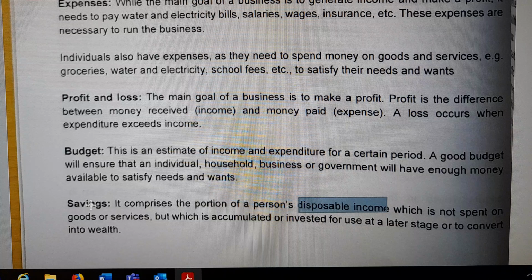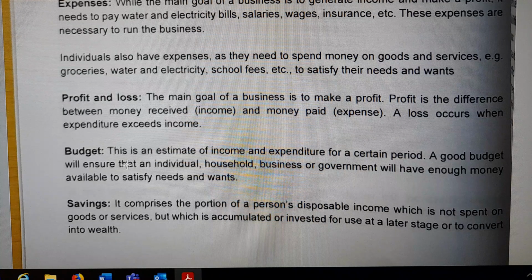So I can take this savings and put it in the account. They say it will be accumulated or invested for use at a later stage to convert into wealth. So if you want to be wealthy, you must have savings, which is the disposable income, and you put it aside every month for a certain period of time. It can be 5 years, it can be 10 years, or you invest it. Then you can use it later to convert into wealth. That's how you accumulate wealth.